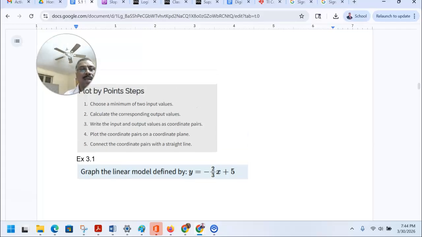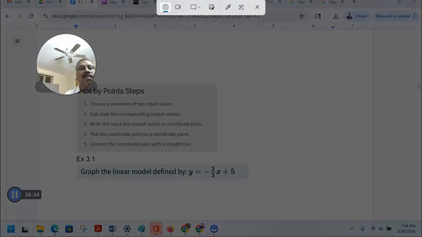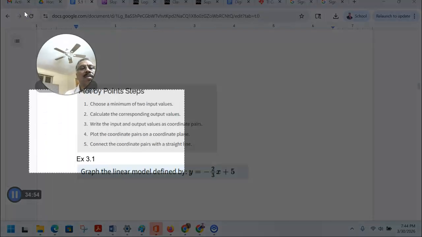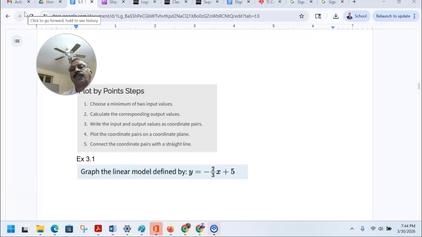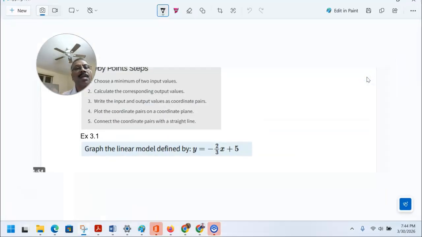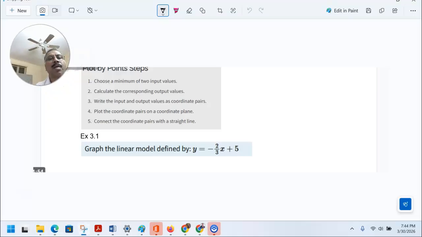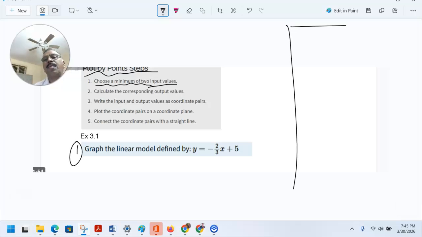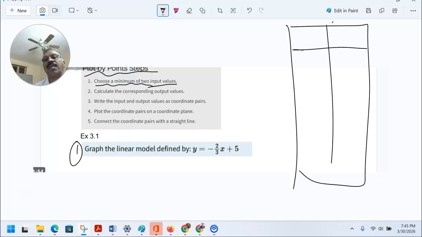The next question is how do we graph this? Plot by point. That means choose a minimum of two inputs. It means at least you should have 2 points if you want to graph this equation. Let's say this is x, y, and y is minus 2 over 3 x plus 5.